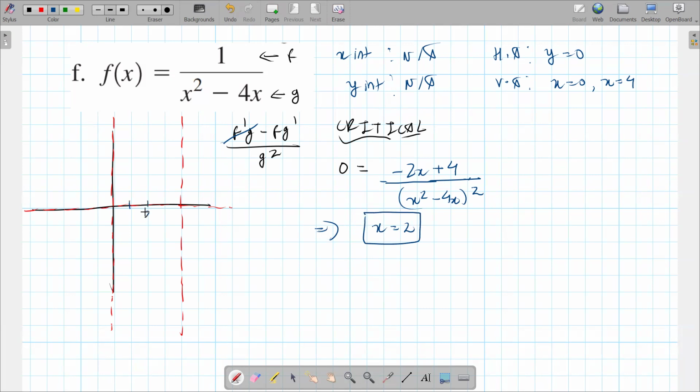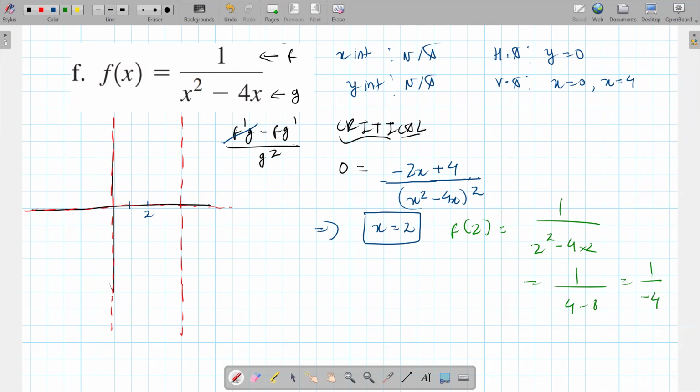So 1, 2, we have a turning point somewhere. So it's either going to be up or down. To check if you're up or down, you plug this into the function. Now let's find f of 2. That's 1 over 2 squared minus 4 times 2. We're just interested in whether this is a positive or negative number. It's a negative number.